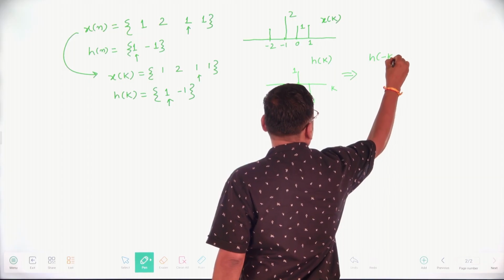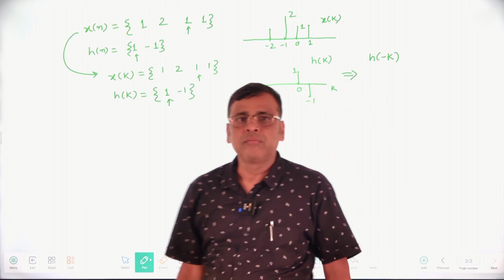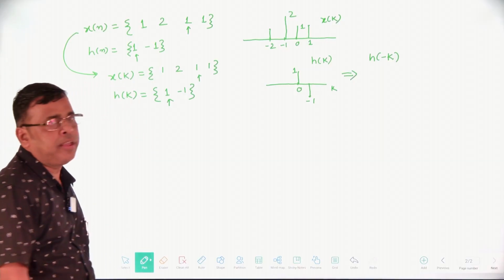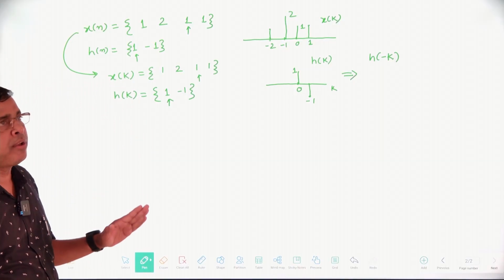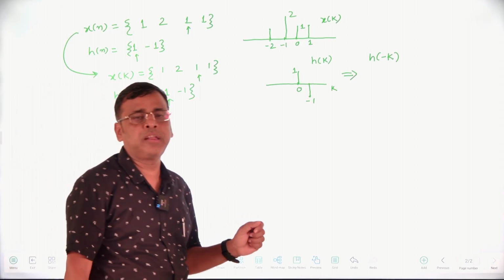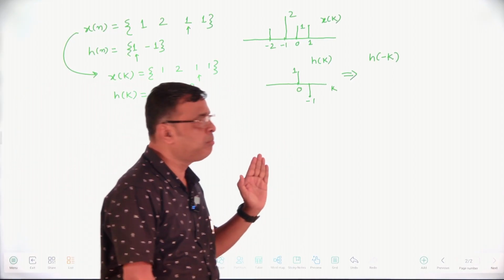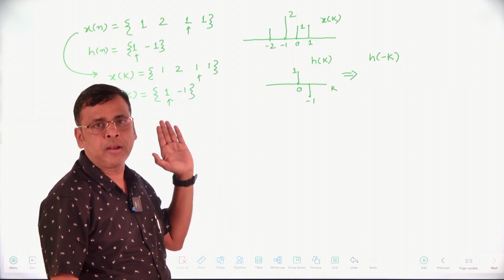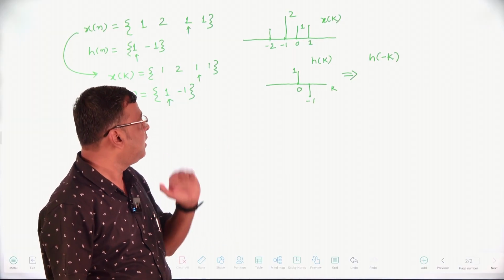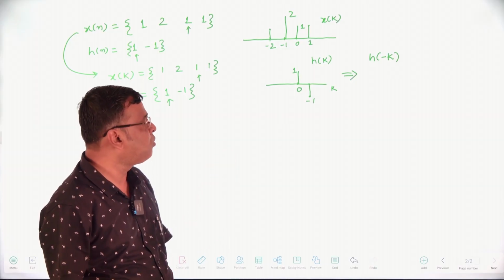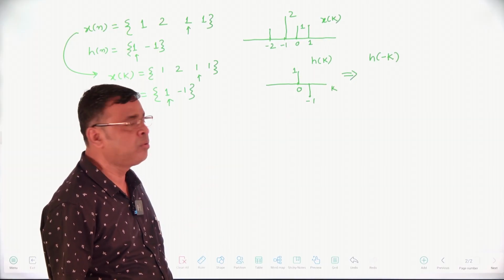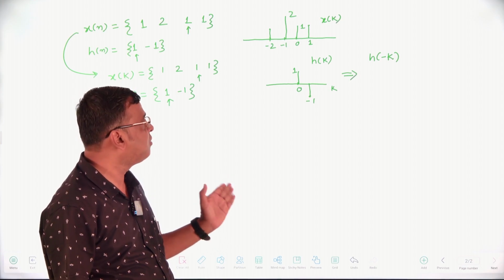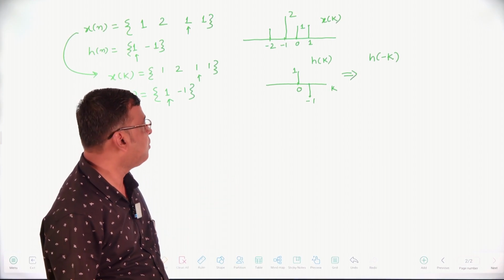First step is folding. For folding, replace n by minus n. Whatever sample exists at n equal to 0 stays as it is; for 1, go to minus 1, and minus 1 goes to 1. Whatever the value at n equal to 2 goes to n equal to minus 2, and whatever the values at n equal to minus 2 are shifted to n equal to 2.